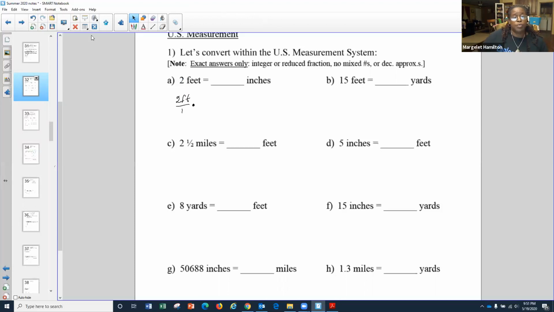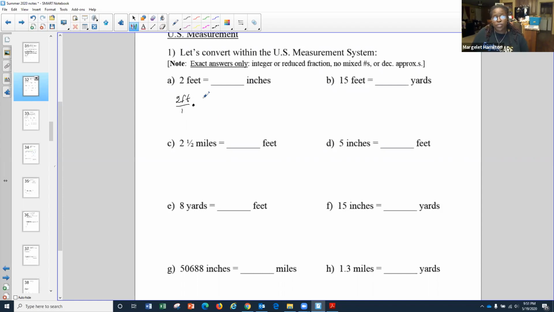Now, remember, we want to go from feet to inches. And we know that there are 12 inches in a foot. When you are going from feet to inches, make sure you know you want to cancel out your feet. How we're going to do it, we want to make sure when we write our conversion fraction that our feet are in our denominator of our conversion fraction so that they cancel out.